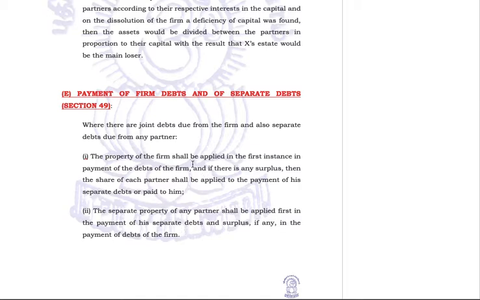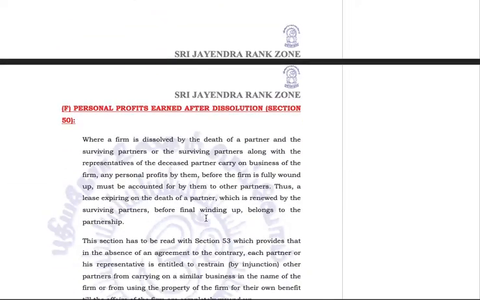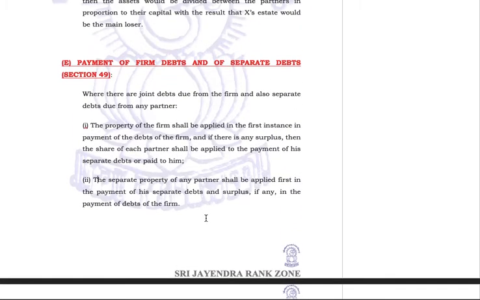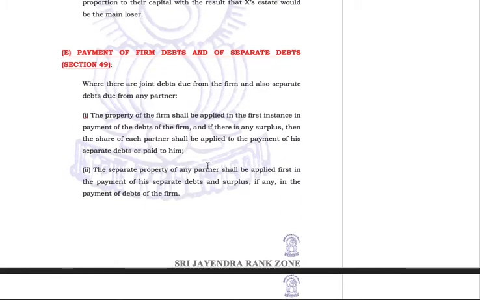Okay. If a partner has taken a debt and he is not able to pay, first of all, his separate property shall be sold. It is not that you will sell anyone else's property. First of all, you will sell his property. And then others' property will automatically come in if he is not able to pay the debts.